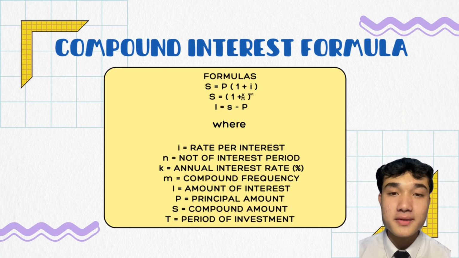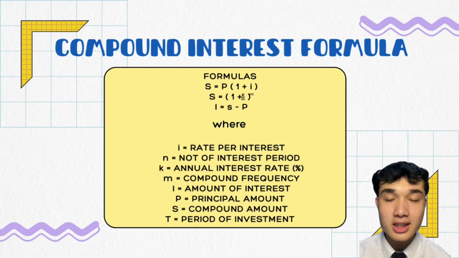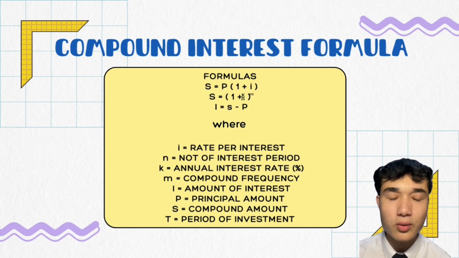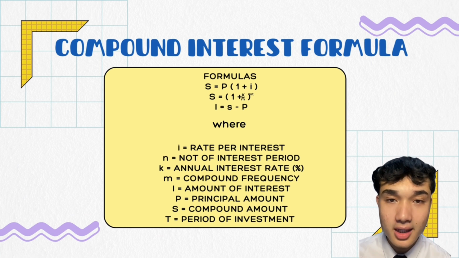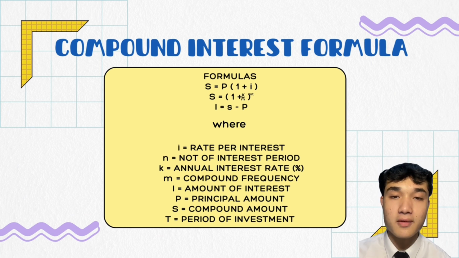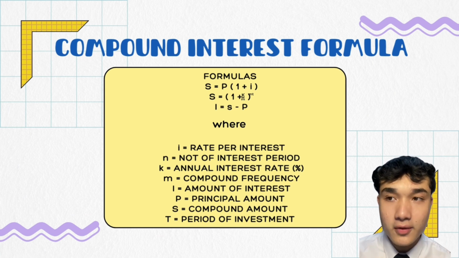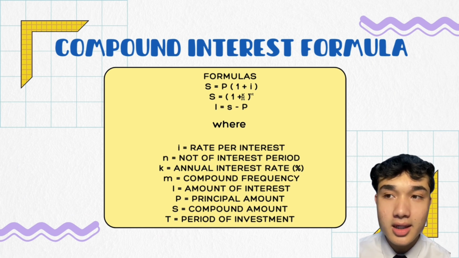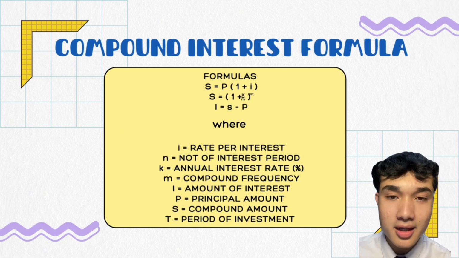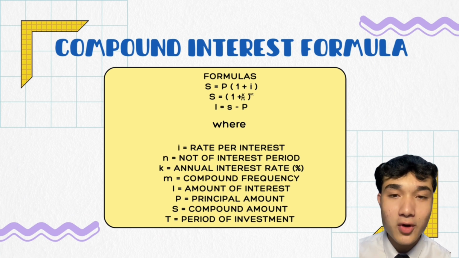So this subtopic has three formulas. First, S equals P (1 plus i) in brackets to the power of n, and the second is S equals P (1 plus k over m) in brackets to the power of mt. And the last formula is I equals S minus P. So i stands for rate per interest period, n stands for number of interest periods, k stands for annual interest rate, m stands for compound frequency, I stands for amount of interest, P stands for principal amount, S stands for compound amount, and the last one, T, stands for period of investment.